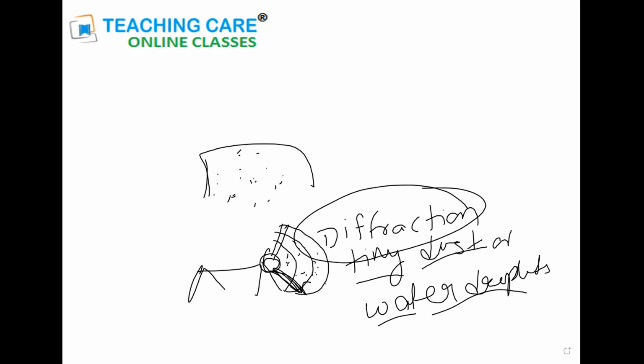Now write down one question. What is observed when ripples pass through a gap in a barrier? Now try to answer this question.